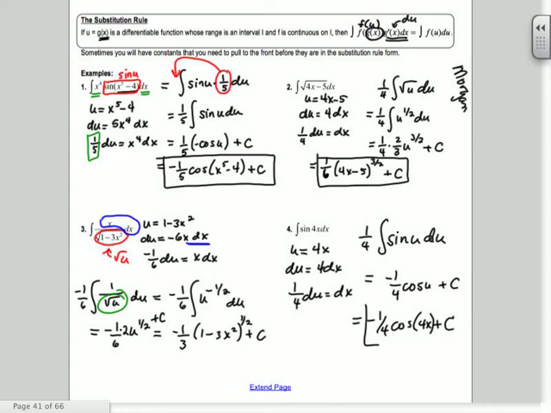Okay, so number 3, you have x over the square root of 1 minus 3x squared. And you're going to let u be the inside part. So u is 1 minus 3x squared. It's the part under the square root. du is negative 6x dx.